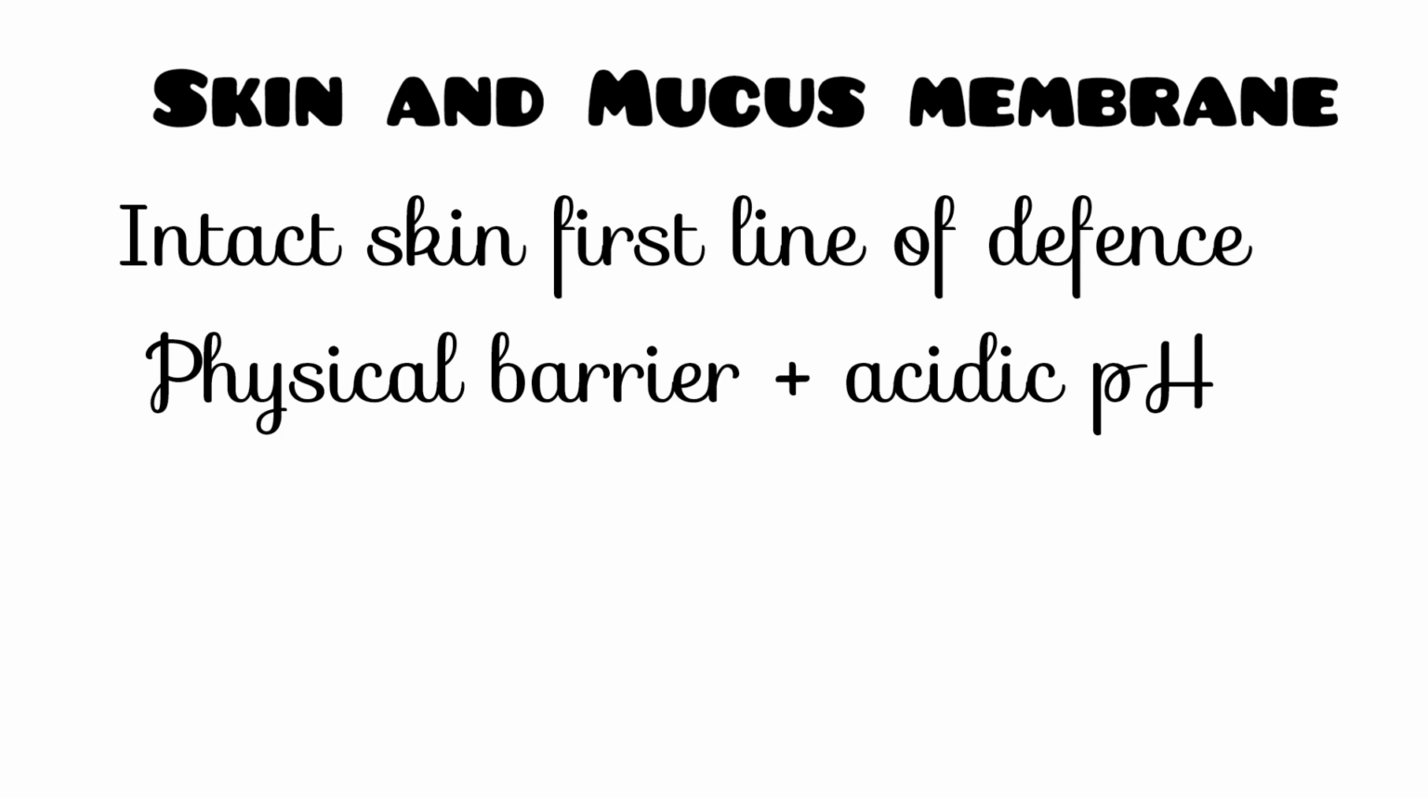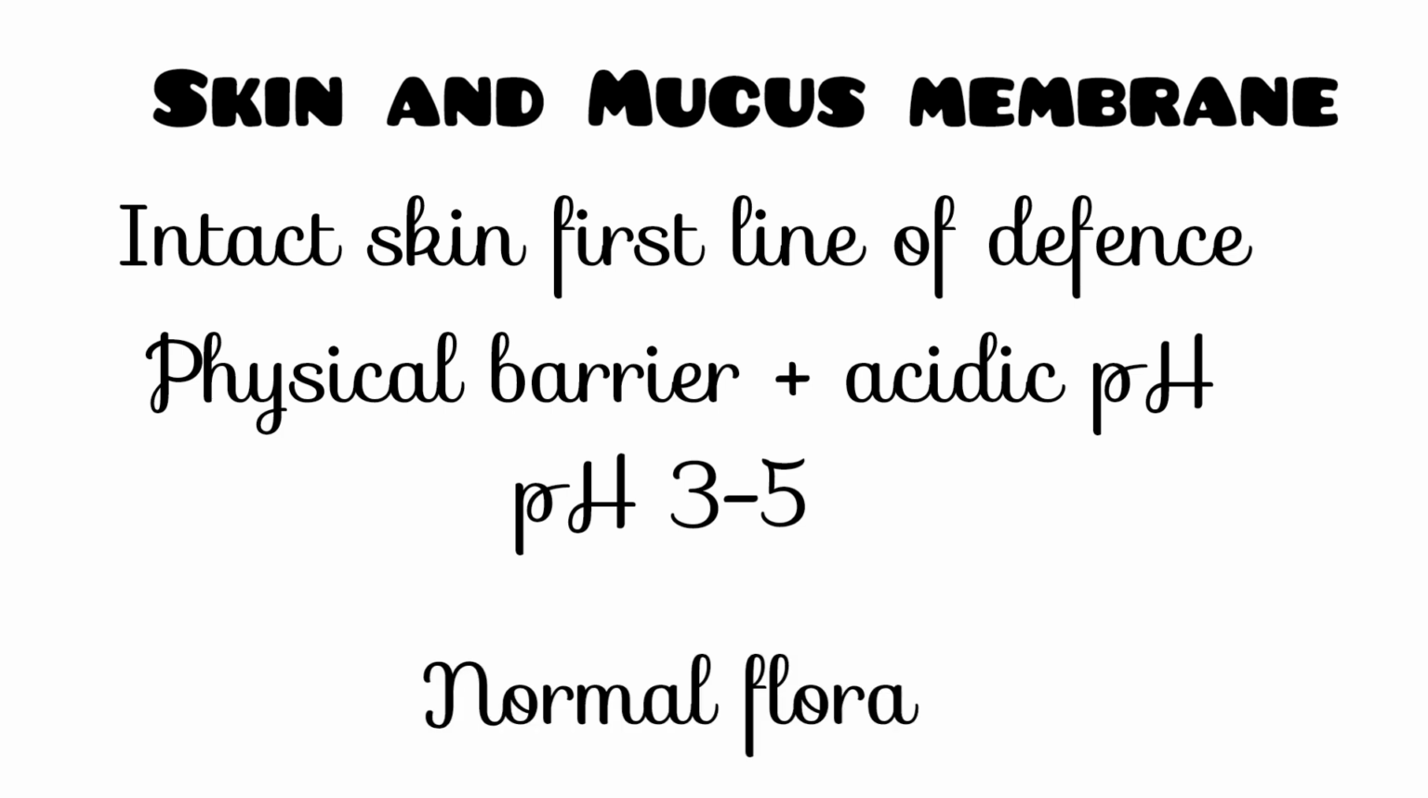The pH of skin is between 3 and 5, and this acidic pH is also a barrier against infections. This low pH is because of the fatty acids that are produced by the sebaceous glands, and this low pH has an antimicrobial effect. Although many organisms live on or in the skin as members of the normal flora, they are harmless as long as they do not enter the skin.